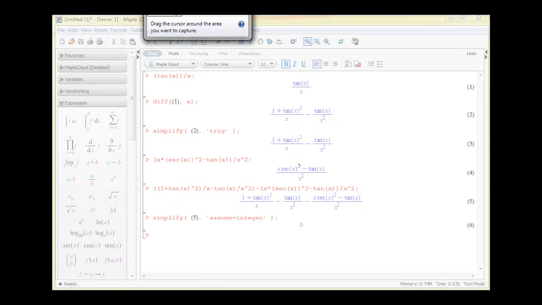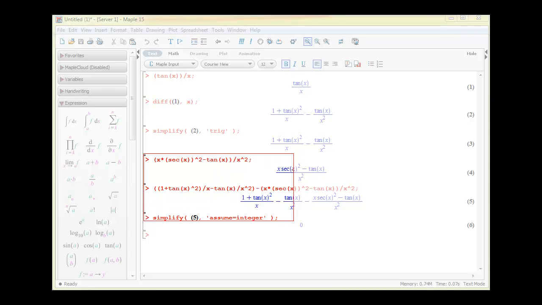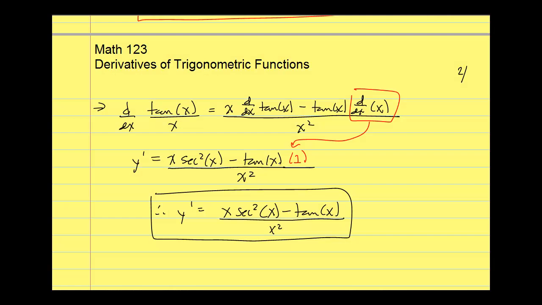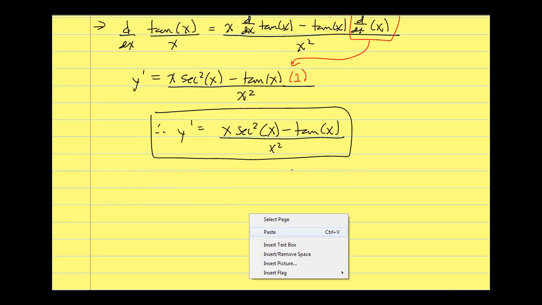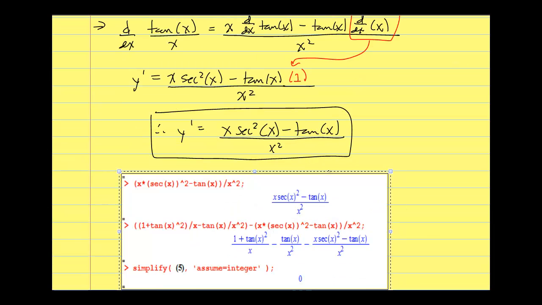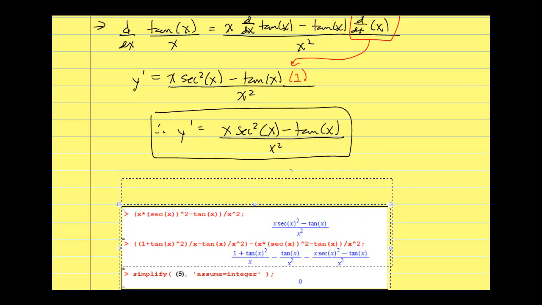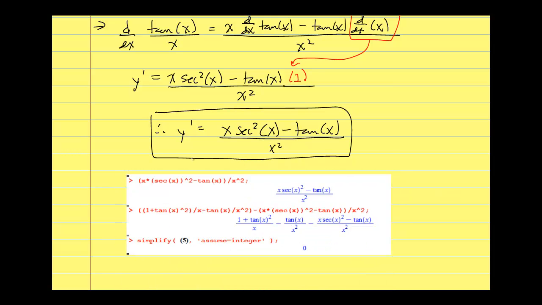Okay, so let's look at our solution, their solution comparison, and we got 0. That shows that they're actually equivalent. So I did check my work, and they are equivalent. So this is the correct solution.